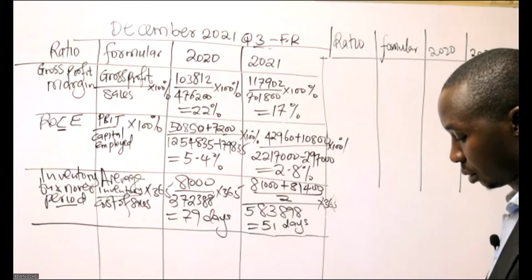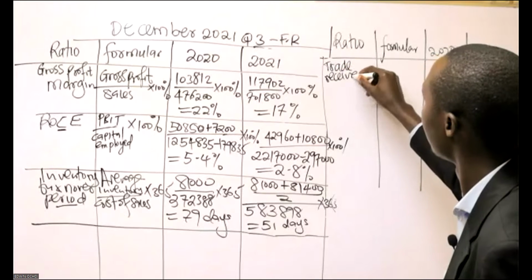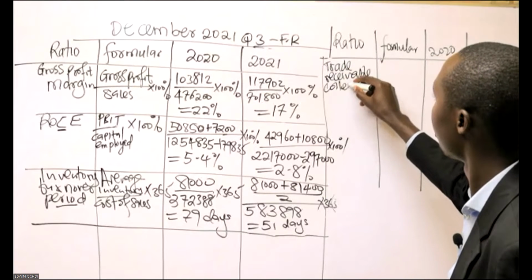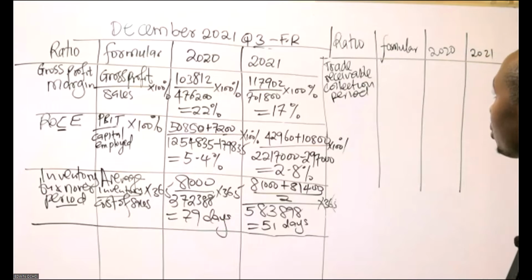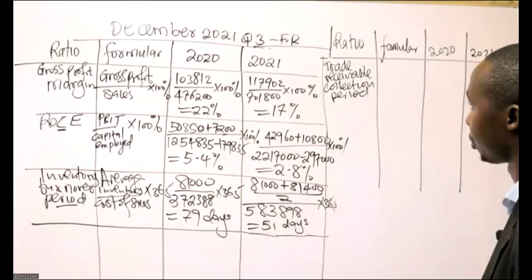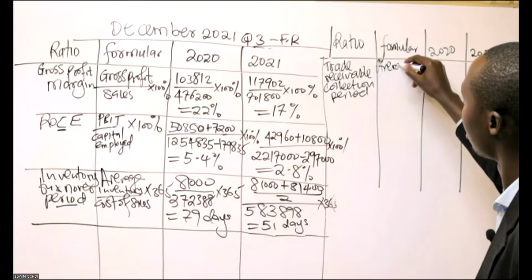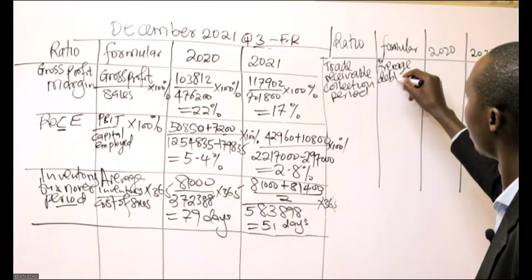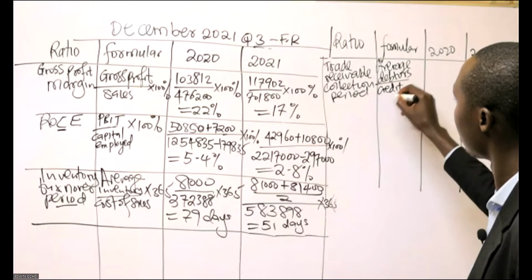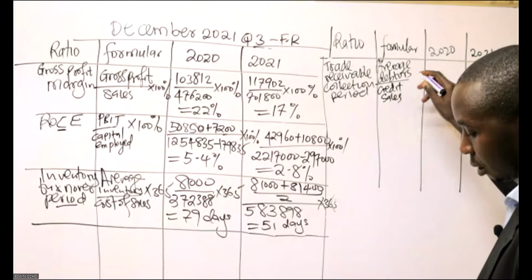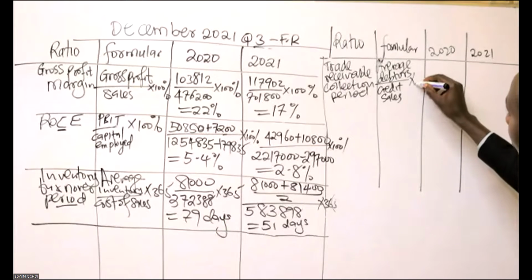So the next ratio, trade receivable collection period. So the formula, we said it's all about average trade receivables over the credit sales, times what? 365.